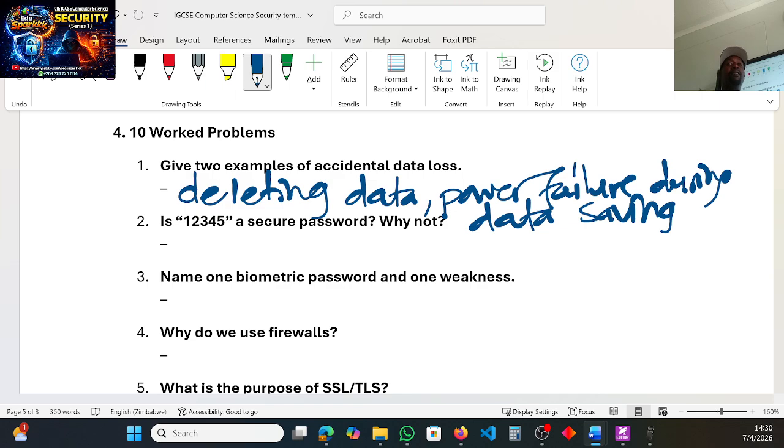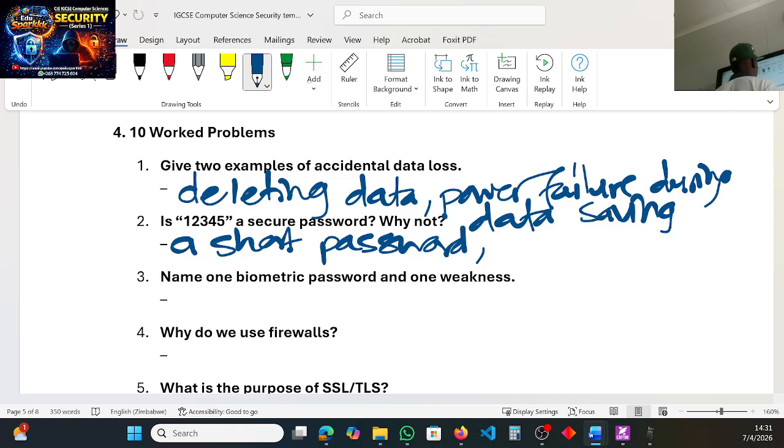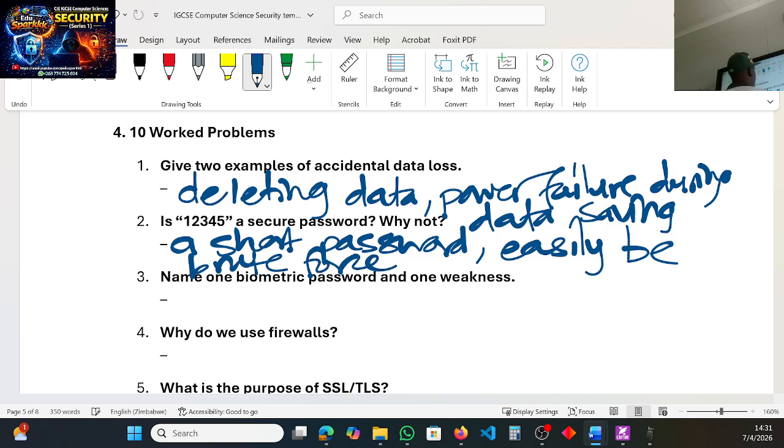Then the next problem is saying, is a password such as 12345 a secure password? If we do not agree, then why are we saying it's not? So this password 12345, if we look at it, is a short password. And like we were saying, it does not involve a combination of even special keys. Actually, it's short, it's not long. Then what's the threat from being short? It can easily be brute forced. Brute force attacks can easily crack this given password, and a hacker or a threat can easily gain access.